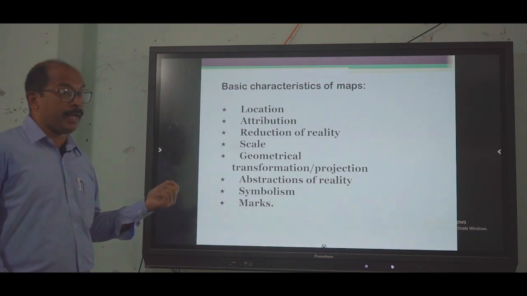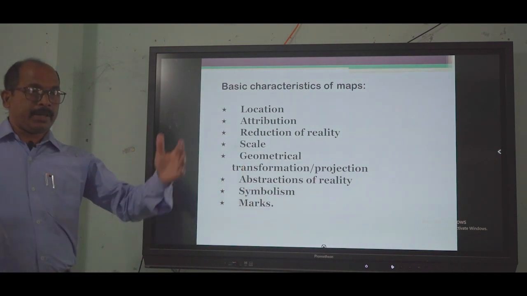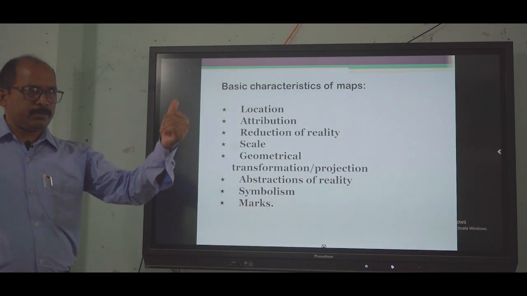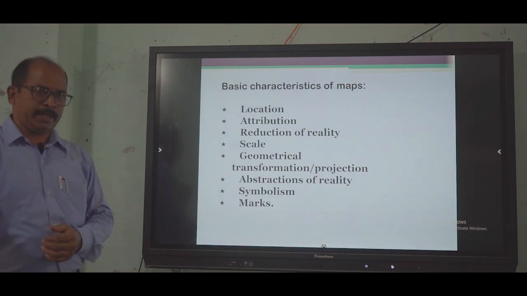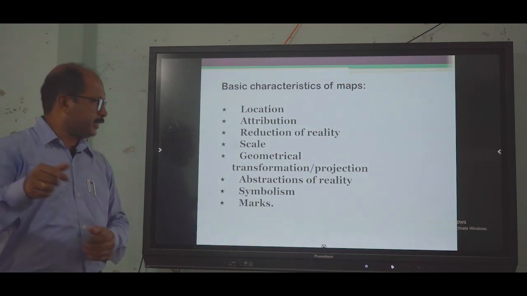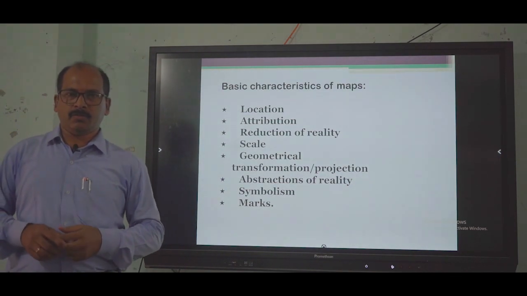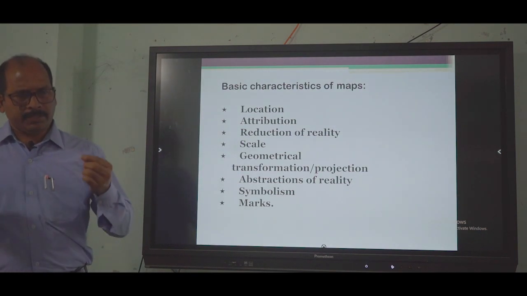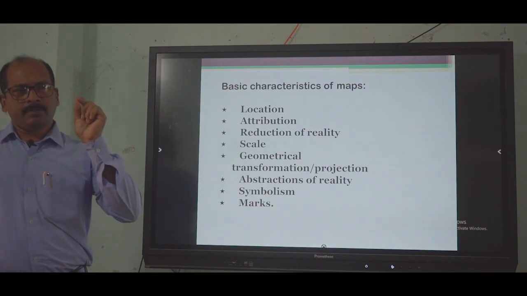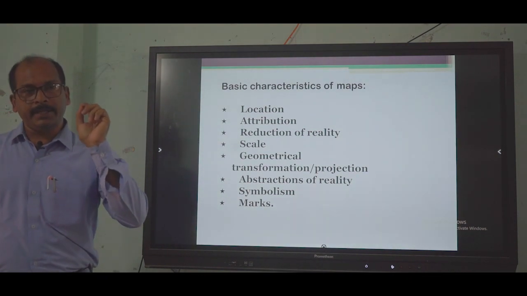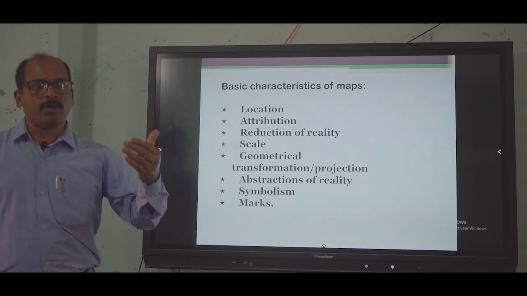Then abstraction of reality, because reality is in front of you. But reality is reality. Suppose the river Brahmaputra is a reality. When we draw the river Brahmaputra on a small map or in Assam, that is the abstraction of reality. Then symbolism and marks. What symbols do we use? You know, symbols and colors are essential properties in cartography. Why? Because some features are identically shown in a map with the help of some color, some line, some symbol, and so on.